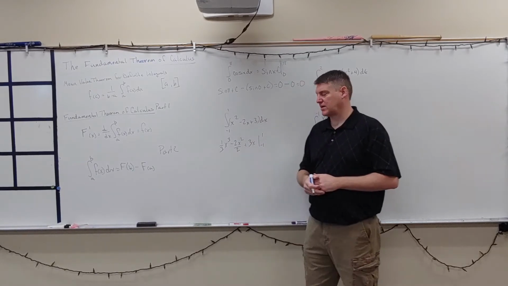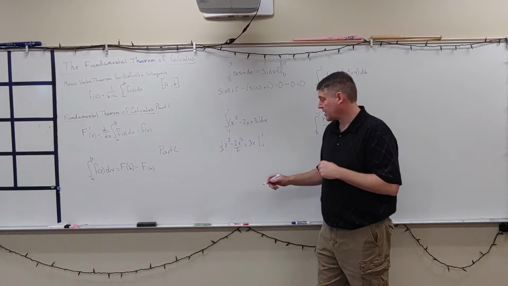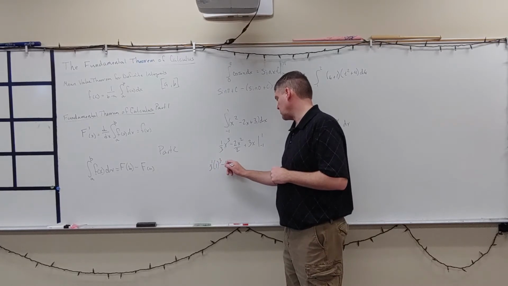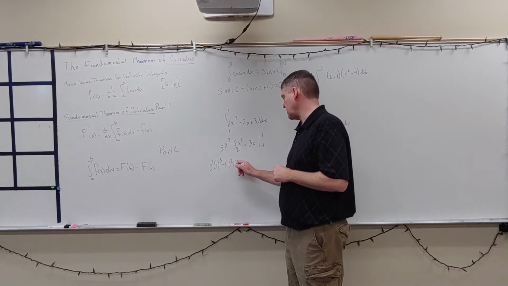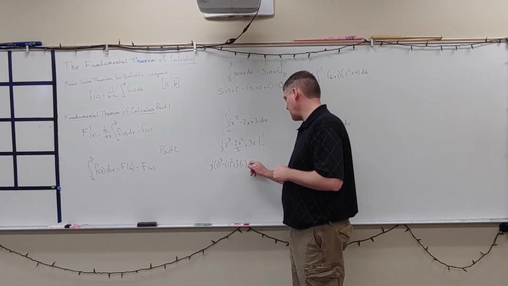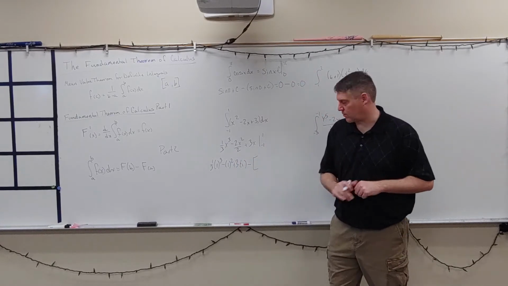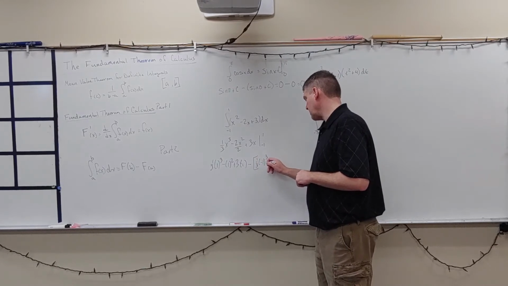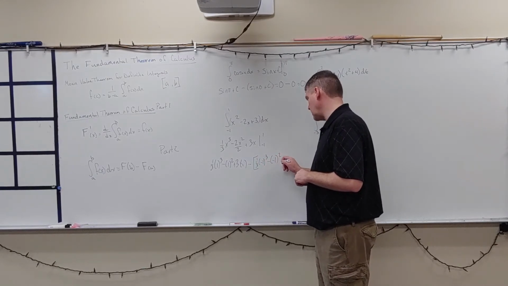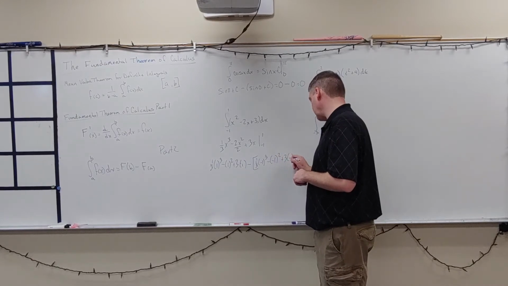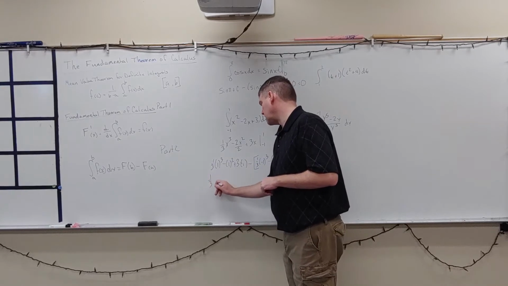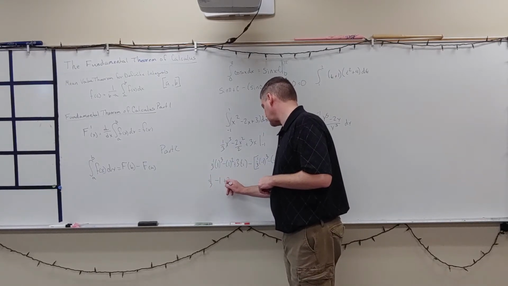I'm going to adjust this a little bit. Now I have 1/3 times 1 cubed minus 1 squared plus 3 times 1, minus, and now I'm going to plug in -1: 1/3 times -1 cubed minus -1 squared plus 3 times -1. So this gives me 1/3 minus 1 plus 3.